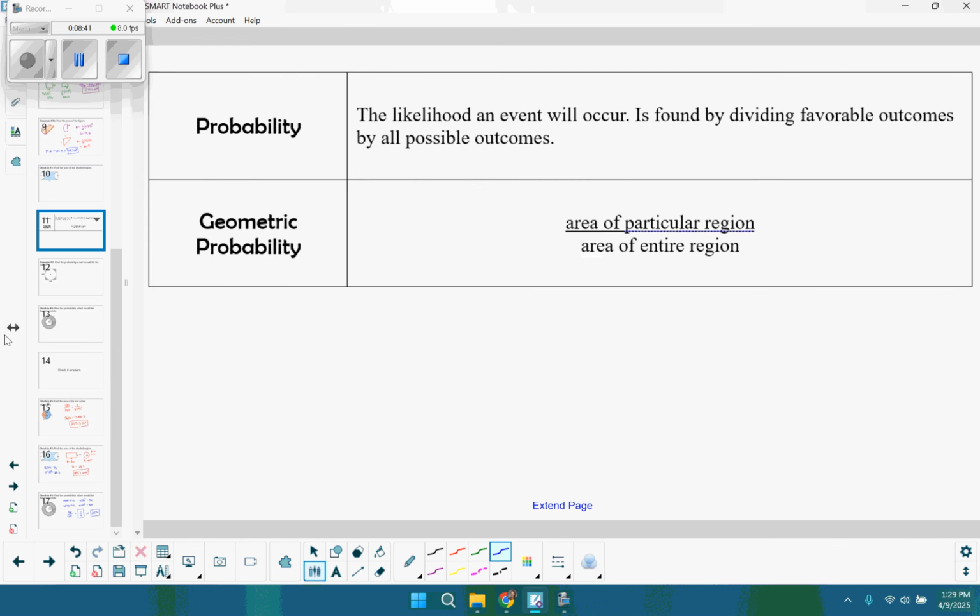The last thing we'll talk about is probability. Probability is the likelihood that an event will occur. And we find probability by dividing the favorable outcomes, that means the outcomes that we want, by all possible outcomes. Because this is geometry, we're going to look at geometric probability, which is going to be the area of a specific region over the area of the entire region.